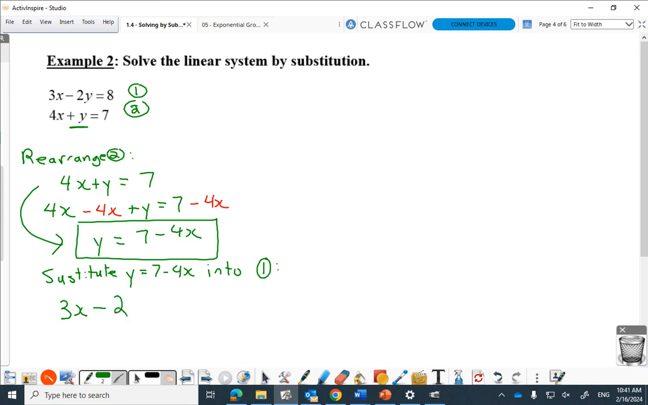Dun, dun, dun. Don't write y this time. That's not going to accomplish anything. What am I going to write in replace of y? 7 minus 4x. Mic drop, friends. Hands in the air. Raise the roof. It's all over. It's all over. That might not be clear yet.